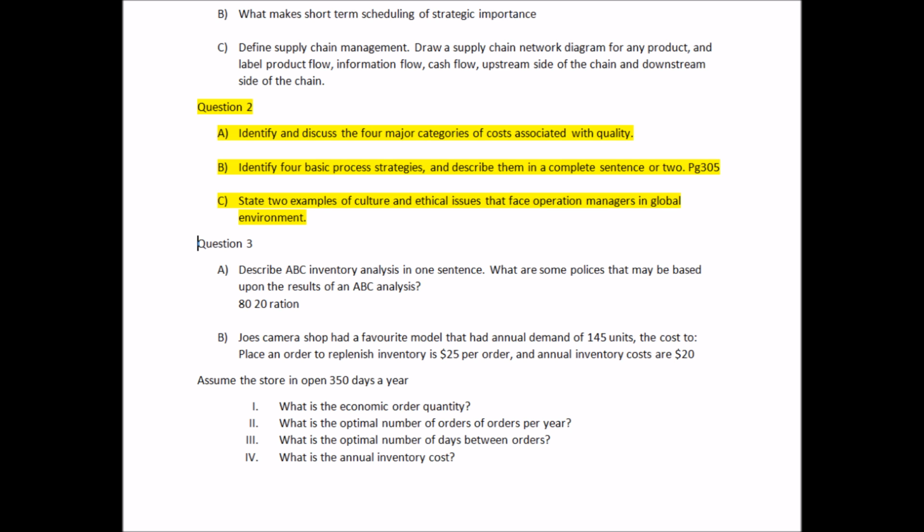So, the first one is prevention cost. The second one is appraisal cost. So prevention costs are associated with reducing the potential for defective parts or services. It includes things like training and quality improvement programs. Do we need to explain it? Yeah, discuss it. Identify and discuss. So you can use an example.